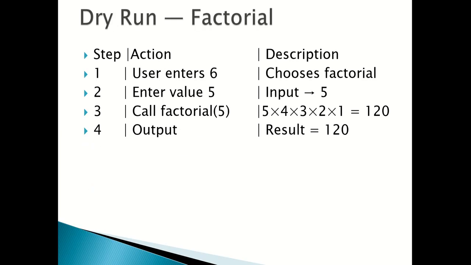Next slide. Here is a simple dry run. In step 1, the user enters 6, which means he chooses factorial, in which he has entered the value 5. That means he wants 5 factorial. It will call the factorial function, which means it will multiply 5, 4, 3, 2, 1 till 1. And the answer will be 0, which will be the output and it will be displayed on the screen.